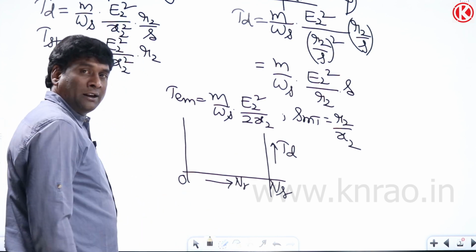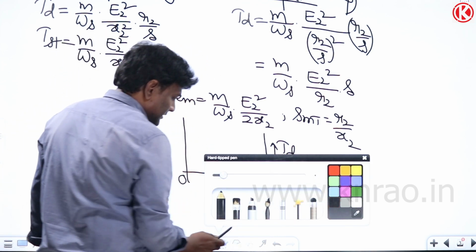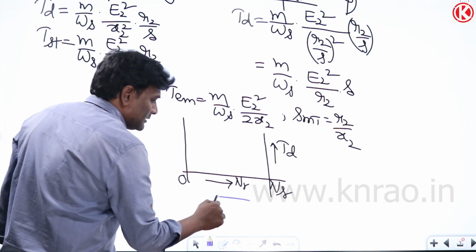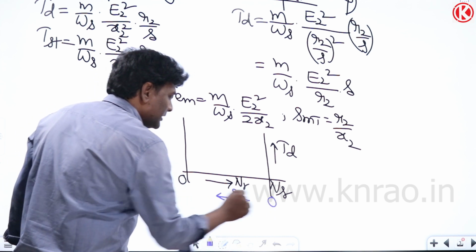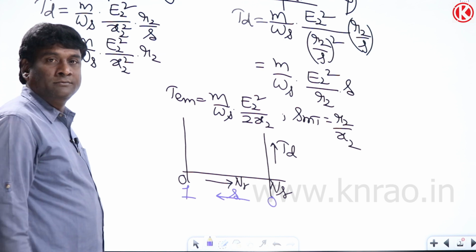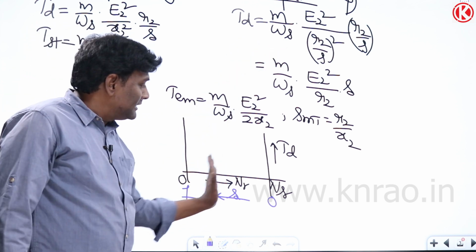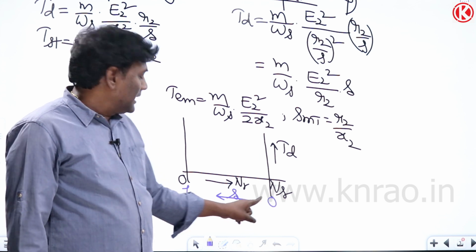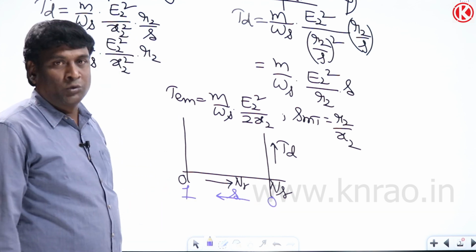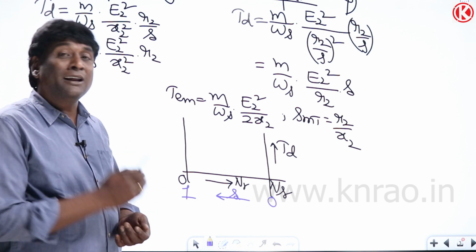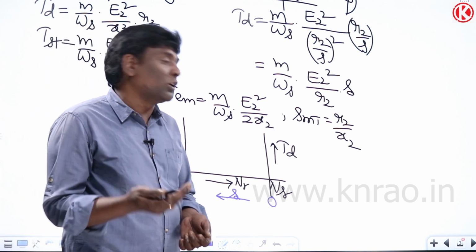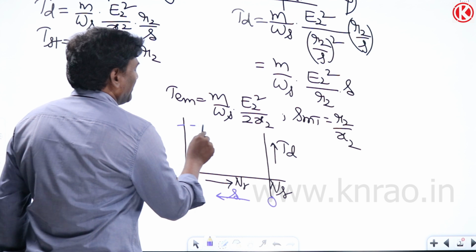Yes, fine. From the slip point of view, we can say that this is 0 slip, this is unity slip. The low slip region means nearer to 0, and the high slip region means nearer to 1. In between, the pull out torque will be there, or the maximum torque that can be developed by the motor.